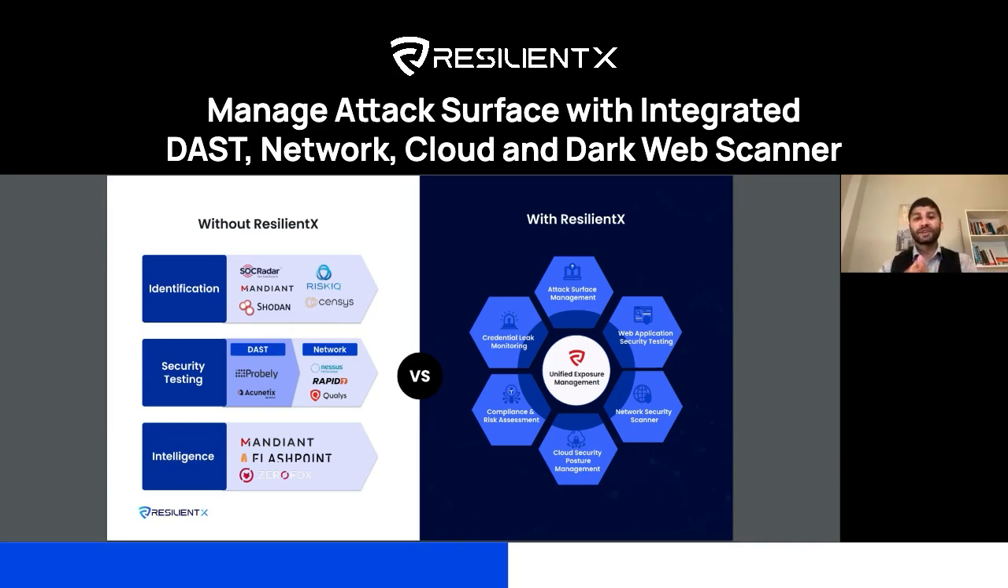We perform web application security tests directly, and then we search for the APIs. Then we perform tests on the APIs, and then we conduct an intelligence scan on the web and try to give you as much intelligence as we can provide, and then give you a prioritized action plan. This is the benefit that ResilientX Unified Exposure Management gives to its customers.